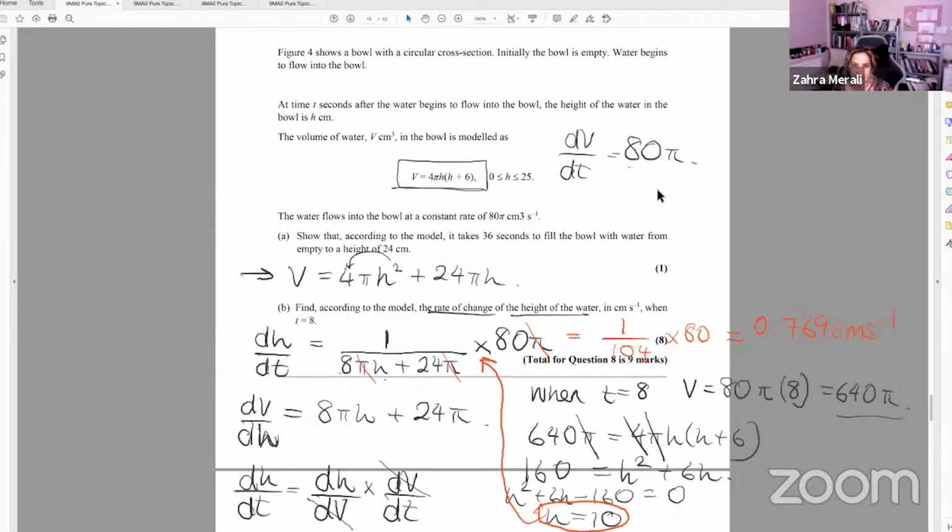All right, so I hope that makes sense. I've gone through step by step, but it's 8 marks, so you kind of expect it to be quite a bit of work. Okay, next one.